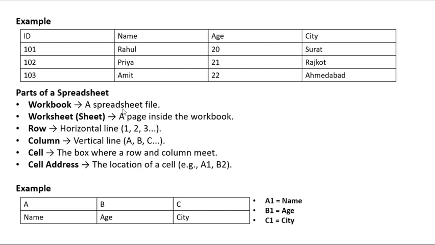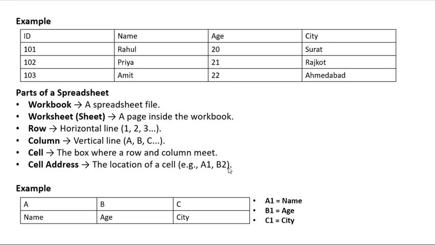Now the parts of the spreadsheet. A workbook is the spreadsheet file, and a sheet is a page inside the workbook. A row is a horizontal line, and one student record is shown in one row. A column is a vertical line, and it holds the same data type. A cell is the box where a row and a column meet, one square is one cell. A cell address means the location of the cell.